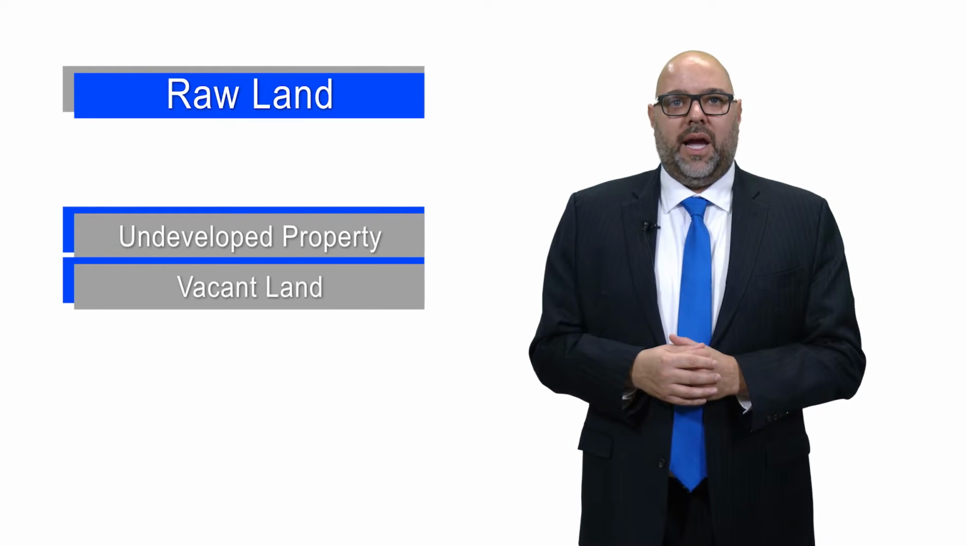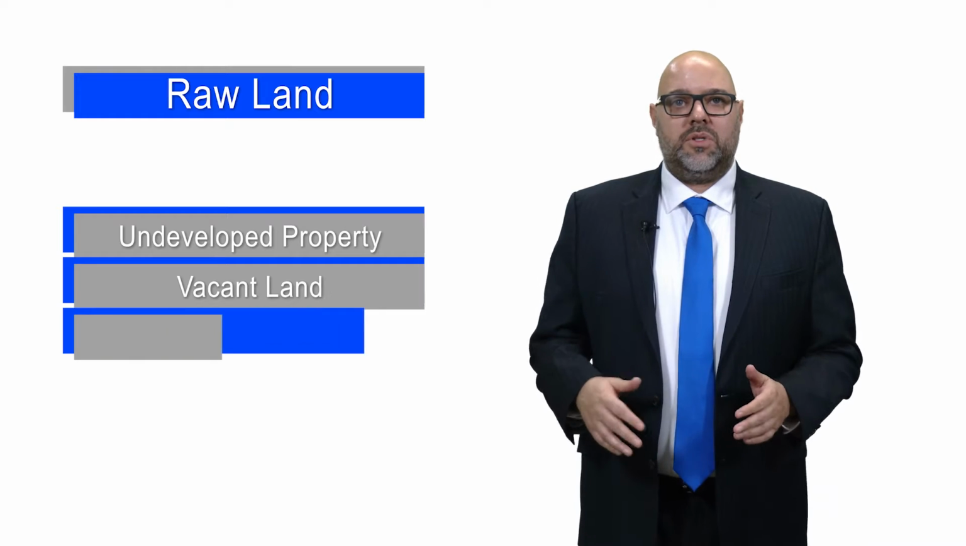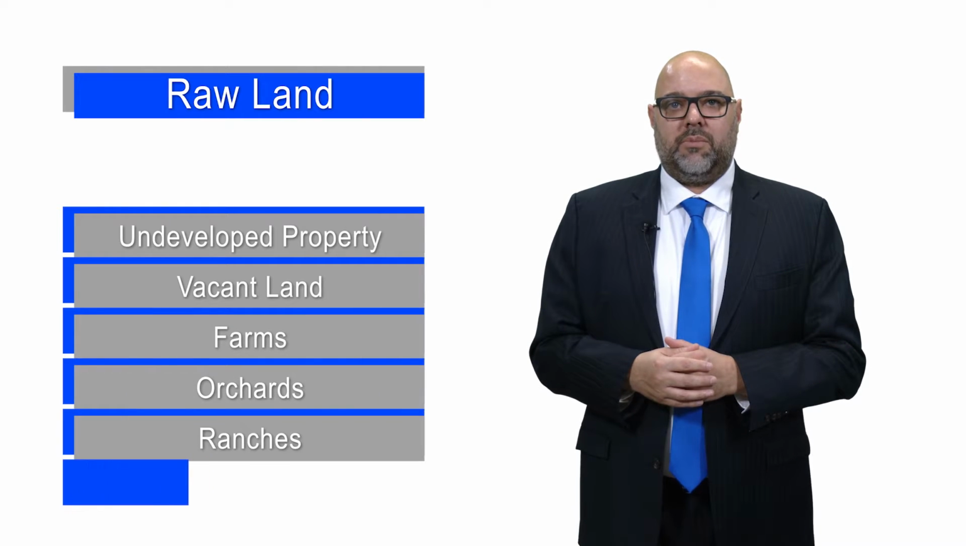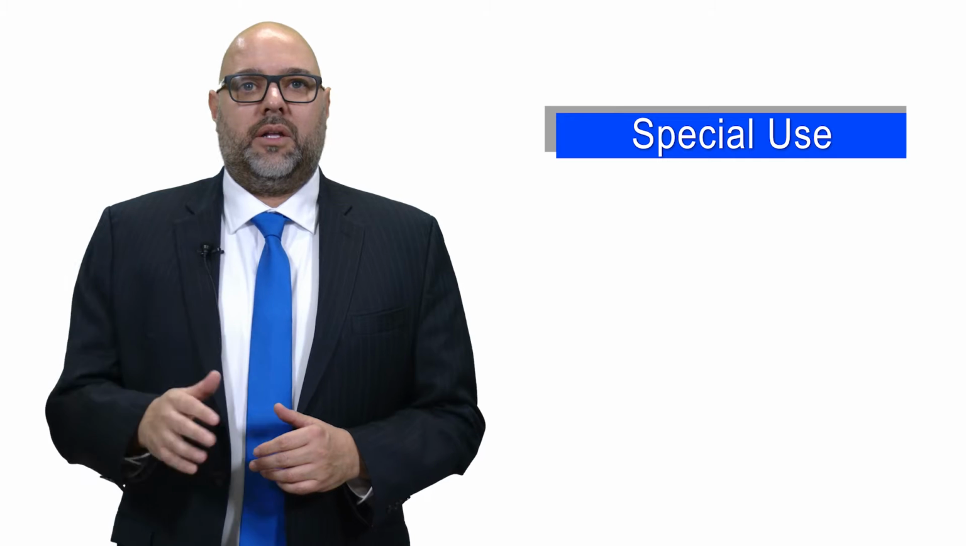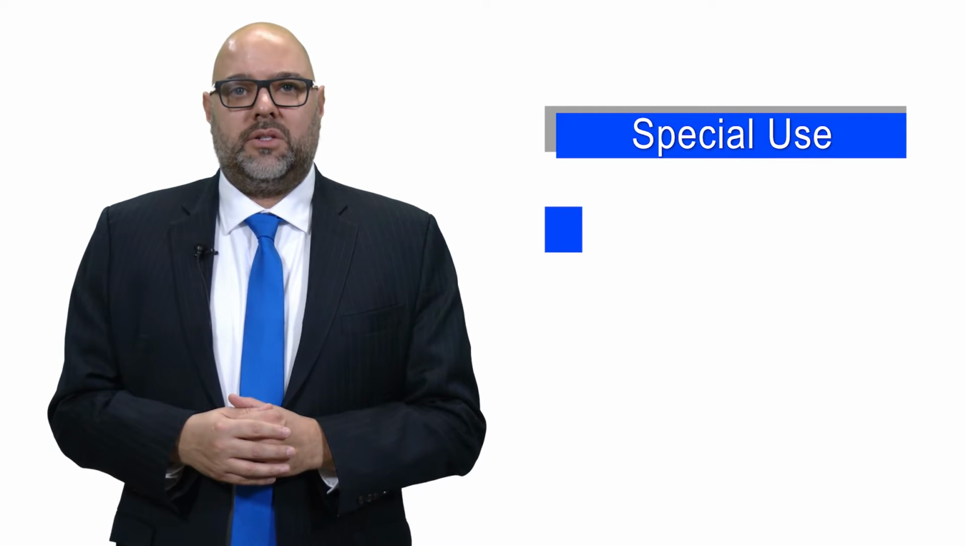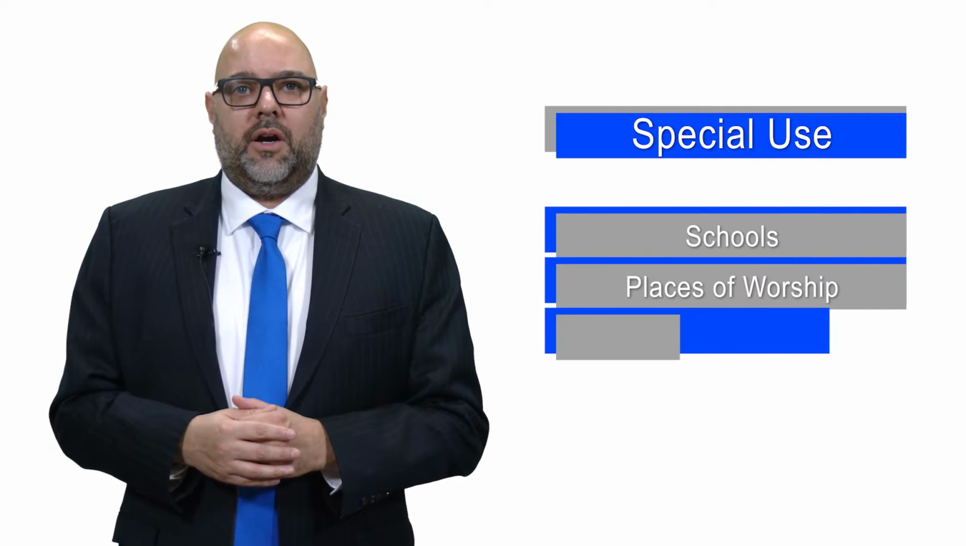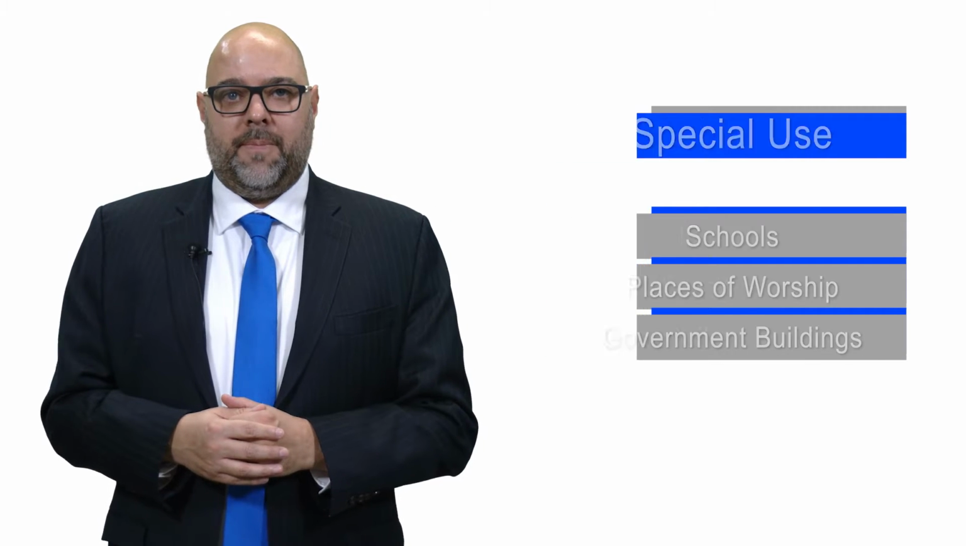Raw land includes undeveloped property, vacant land, agricultural lands such as farms, orchards, ranches, and timberland. And special use property includes properties used by the public such as schools, places of worship, government buildings, and other property. Generally, foreign investors that we work with are looking to invest in residential properties that they plan to lease and receive rental income. When we refer to foreign investors, we are referring to investors who are considered non-residents for tax purposes in the U.S.